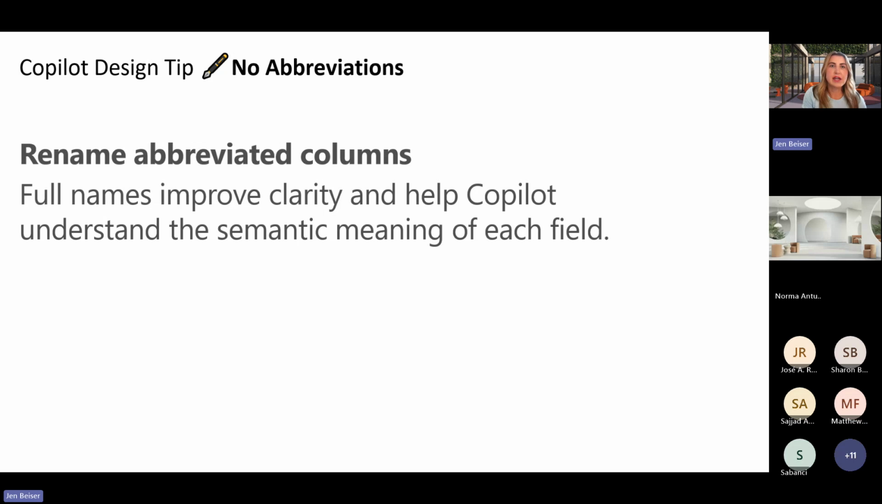Next, no abbreviations, unless they're commonly known abbreviations. But if you have proprietary abbreviations in your organization that somebody off the streets would have no idea what it stands for, and Microsoft were known for having tons and tons of acronyms, definitely don't include those in your semantic model, because Copilot's not going to be able to relate that name back to the question that the end user is asking.